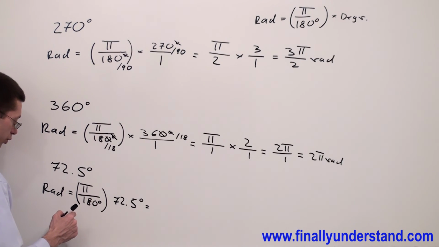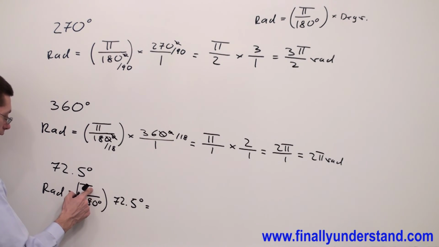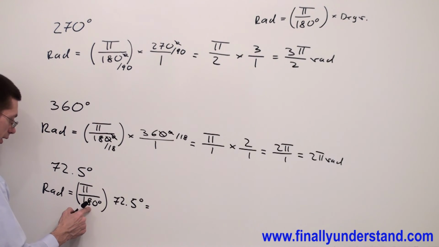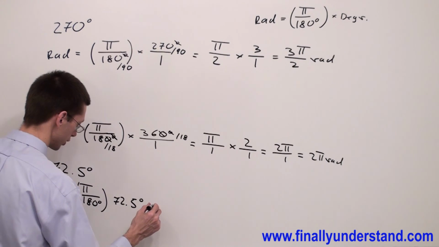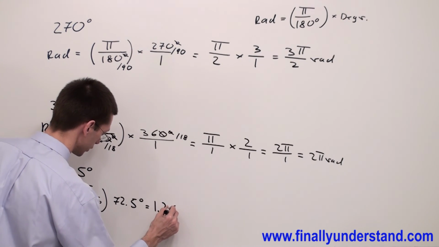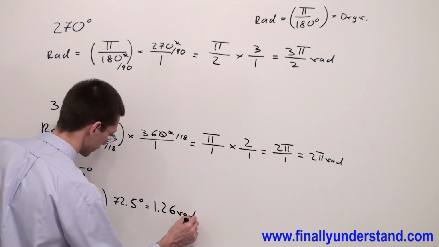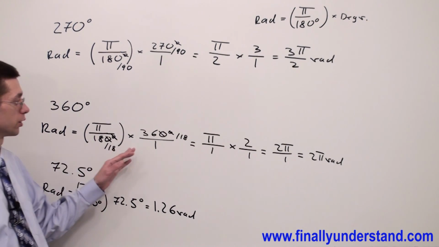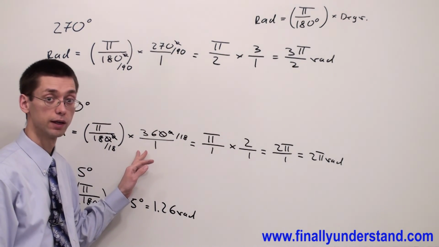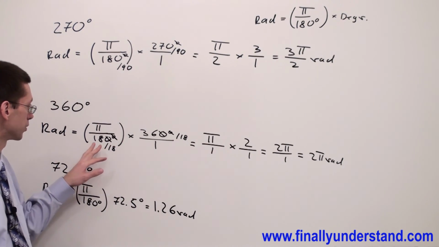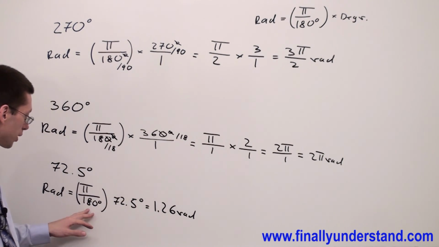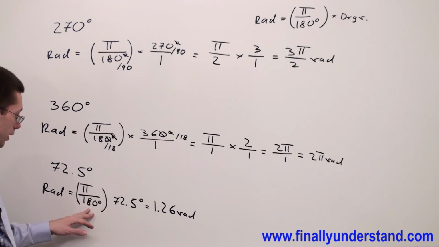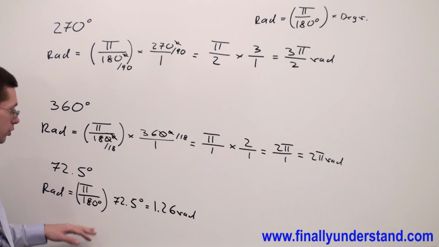Now, simply you're supposed to enter into your calculator pi divided by 180 times 72.5. This is equal to 1.26 radians. Okay? You can solve this problem using a calculator. These problems you can solve in your head because you don't need much, simply the multiplication table. This problem could be a little bit more complex. That's why it's better to use the calculator in order to save time.